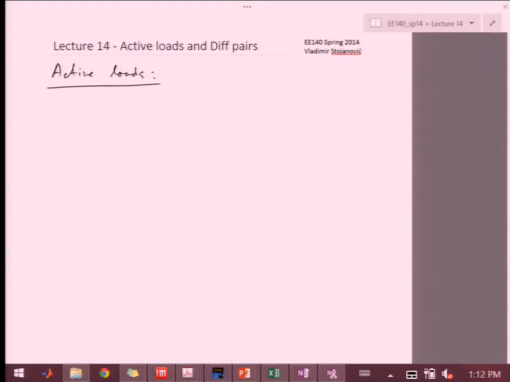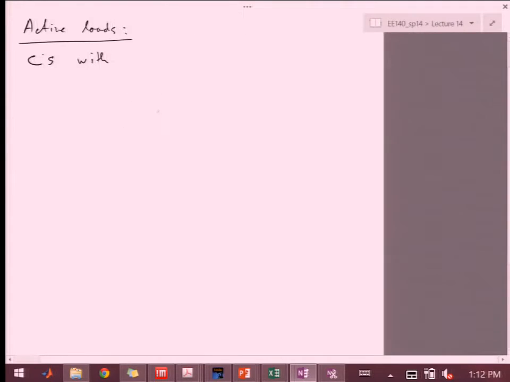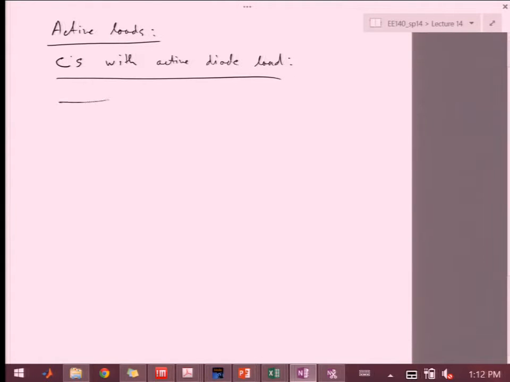So we're going to talk about active loads. The first type of active load devices we're going to do is common source with an active diode load. So what this means is, and some of you have seen this circuit before.